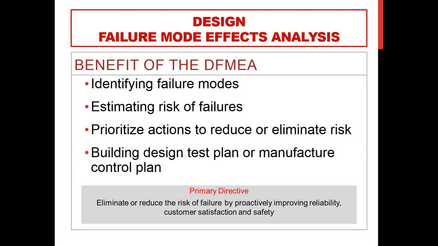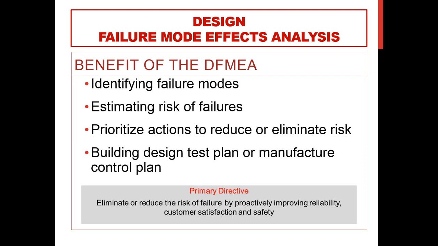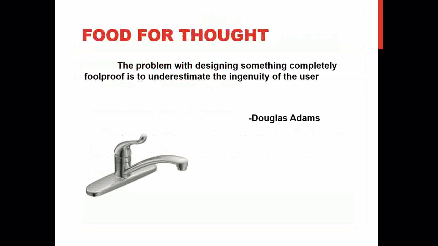The benefit of doing a Design FMEA, or we'll call it DFMEA for the rest of the lecture, is to, as the name indicates, identify failure modes, also to estimate the risk of those failures to our product or process, to prioritize the actions that we will take to reduce or eliminate that risk, and then build a design test plan or a manufacturing control plan. The primary directive here is we want to eliminate or reduce the risk of failure by proactively improving reliability, customer satisfaction, and safety.